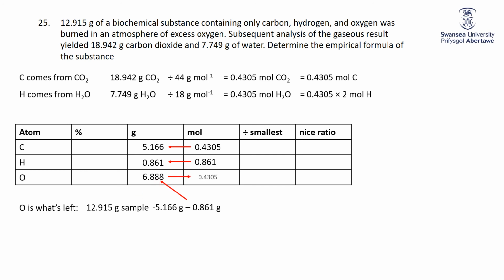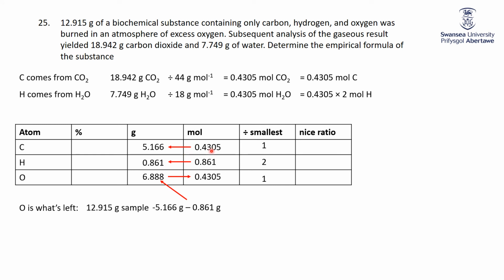Now, of course, we have grams of oxygen. Turn that into moles of oxygen by dividing by 16. And now we have the mole ratios. Okay, we got the carbon moles from moles of carbon dioxide. We got the hydrogen moles from moles of water times 2. Put those together to get the grams of oxygen, thus the moles of oxygen. Now we just have to divide by the smallest number, which is 0.4305.